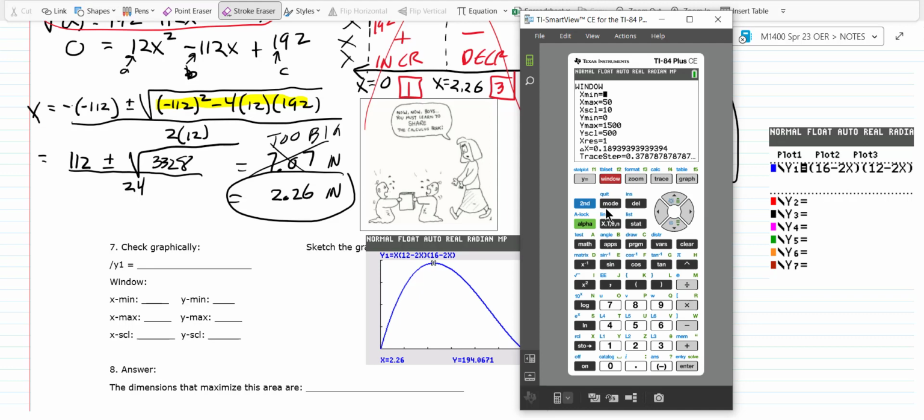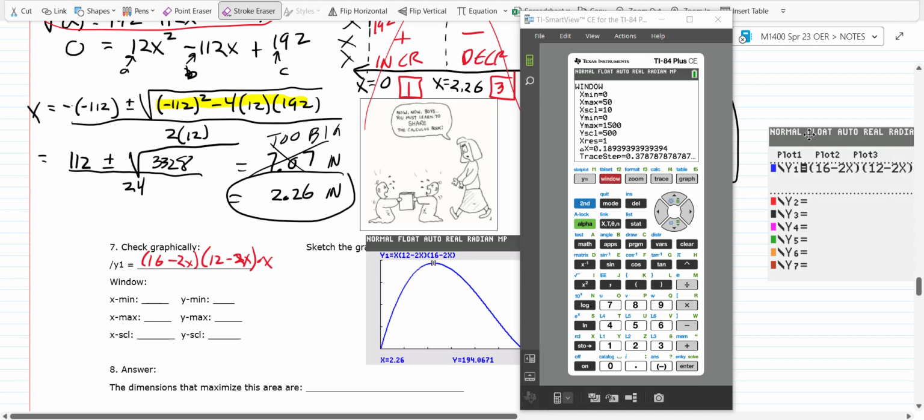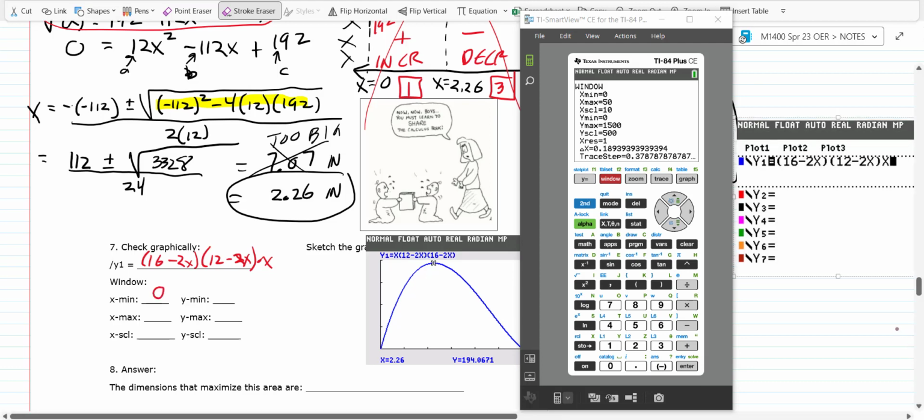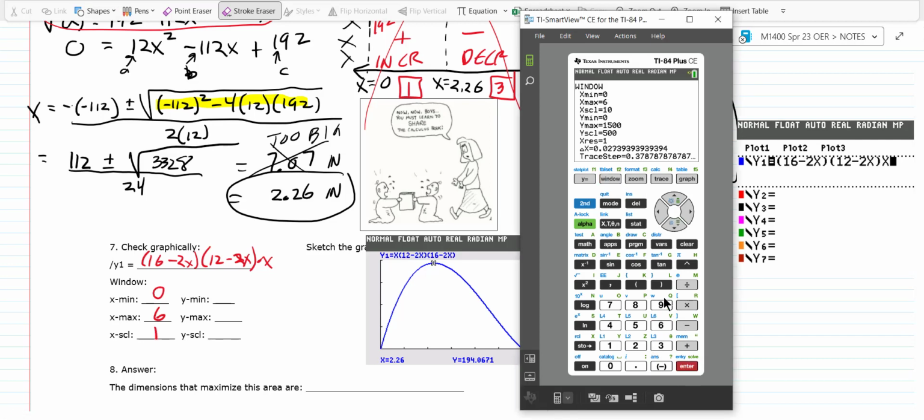And for the window, we're just going to graph again 16 minus 2x, 12 minus 2x times x. And then the window will go like this. We'll go 0 to 6 on the x-axis. And then for the y, let's see, let's do something like this. So we'll go 0 to 6 by a scale of 1, y minimum 0, then we'll go all the way up to 200 on this one, and then scale that by 50.